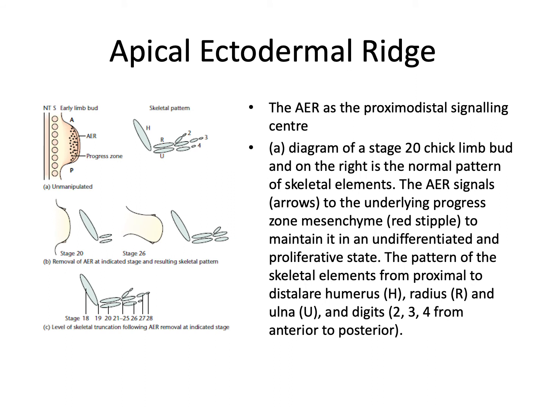So the AER, or the apical ectodermal ridge, what is it? What does it represent? How is it known to be interesting or known to be important in limb bud formation, digit formation?